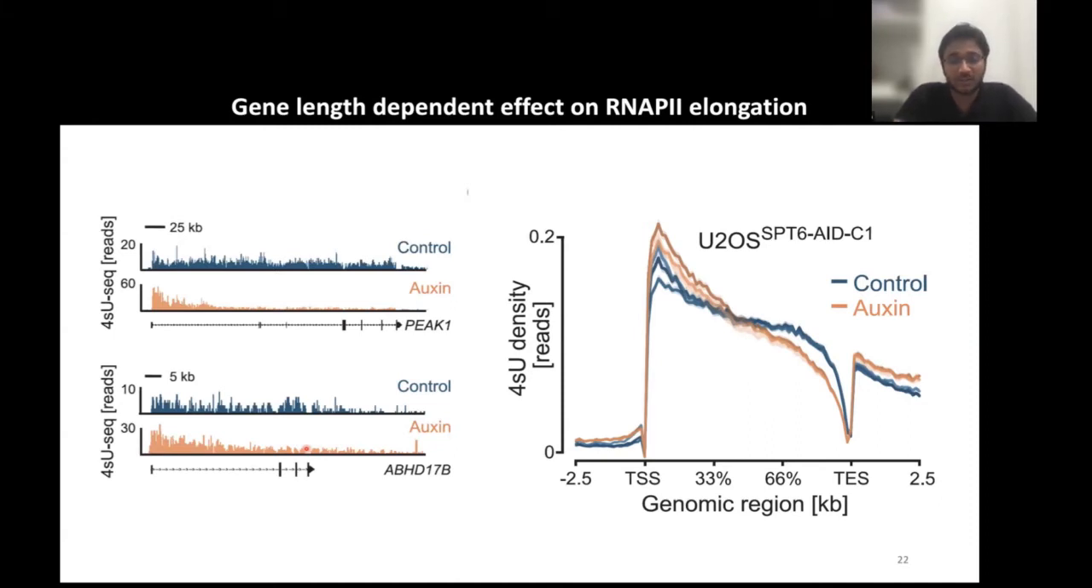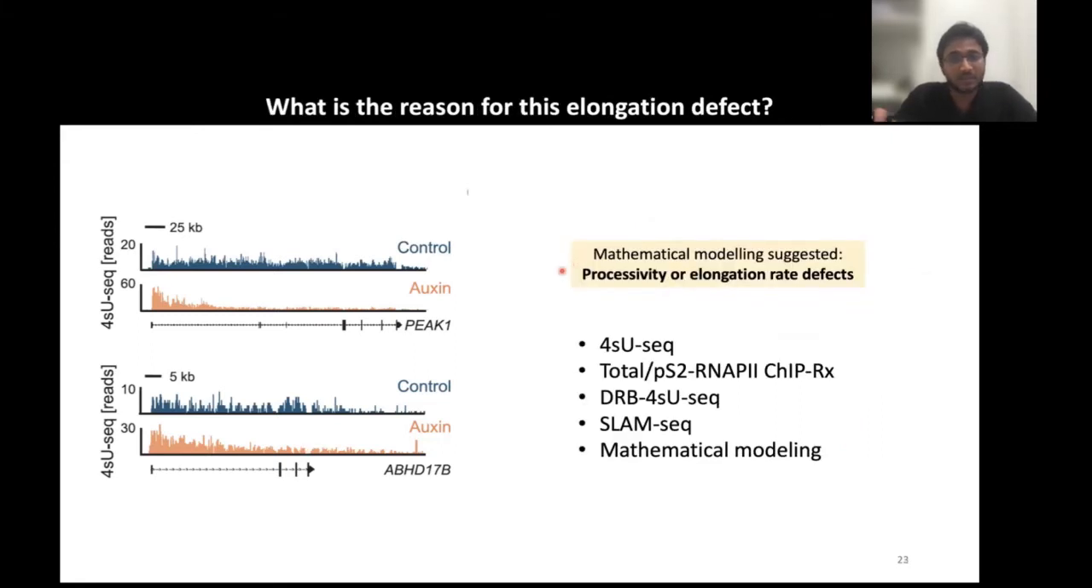For that, we collaborated with mathematical modelers. The mathematical modeling suggested that there could be two defects which could lead to such an observation. First would be the processivity defect, and the other was an elongation rate defect. Now, to distinguish between these two possibilities, we did a couple more important experiments.